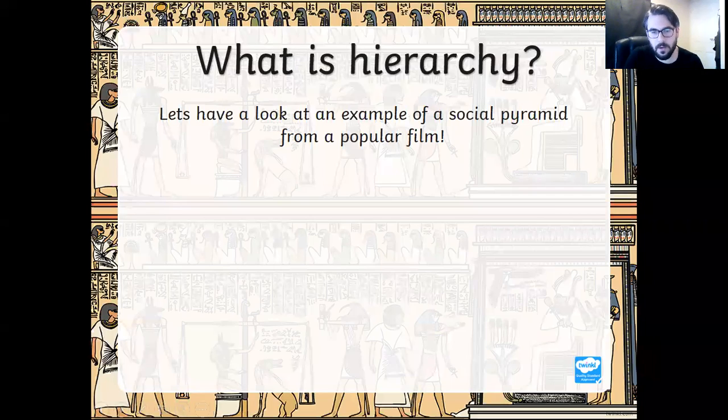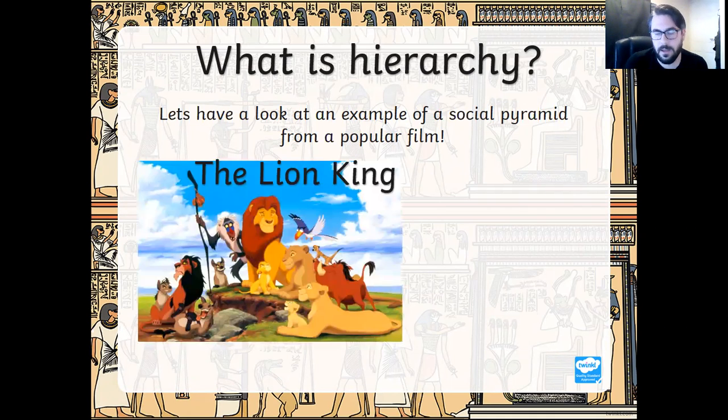Now let's have another look at hierarchy, but using a popular film. You may have seen this film, you may not have, but we're going to have a look at the hierarchy of people, or characters, within this film. So the film is The Lion King.